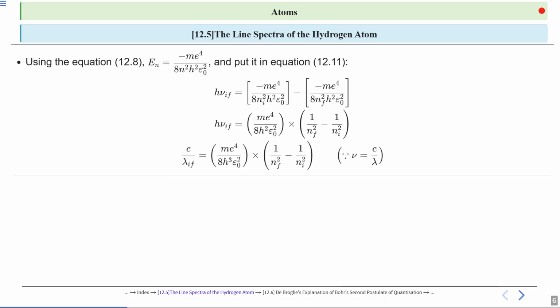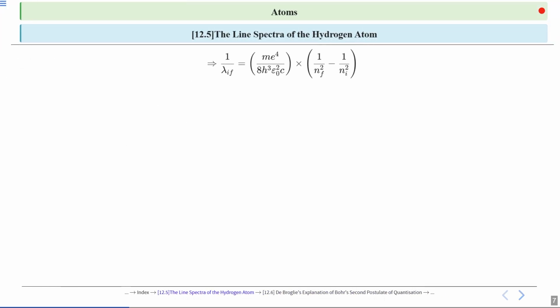Finally, let's relate frequency to wavelength using the equation nu equals c upon lambda, where c is the speed of light in meters per second. Rearranging gives us c upon lambda equals the same constant, that is m e raised to power 4 upon 8 h cube epsilon naught square, times the difference in the inverse square of quantum numbers. This means the wavelength of light emitted or absorbed depends on the energy difference between the two levels.